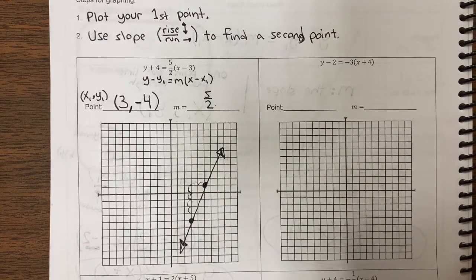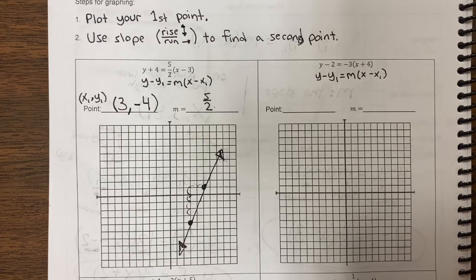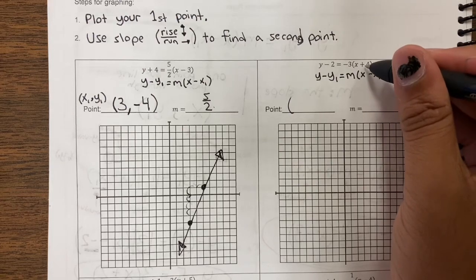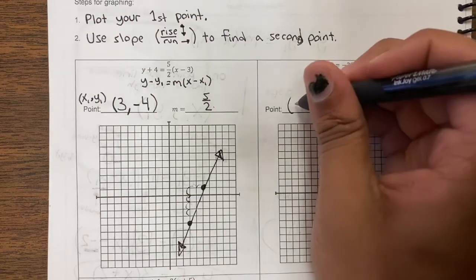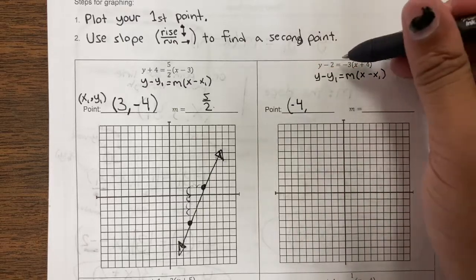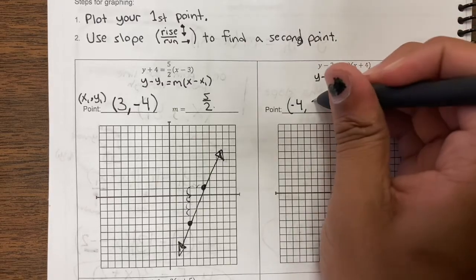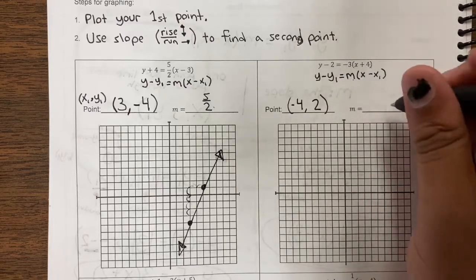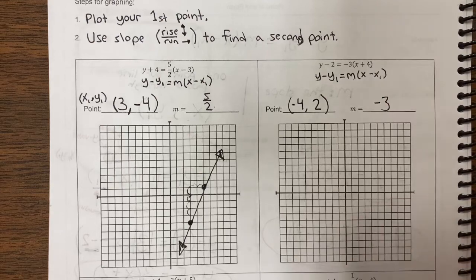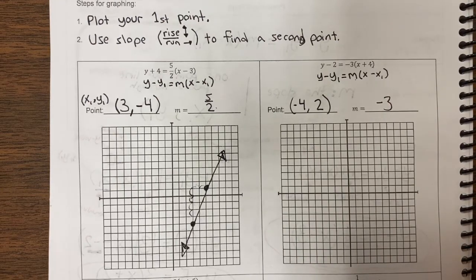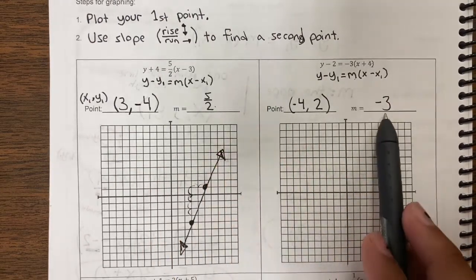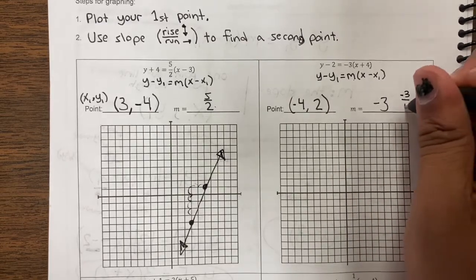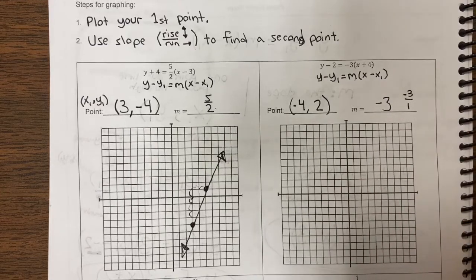Let's do that again. We want to find our first point. So we have the opposite of positive 4 would be negative 4. And the opposite of negative 2 would be positive 2. So x comma y. And then our slope is going to be negative 3. Because I like to use rise over run to find the second point, I'm going to turn this into a fraction. So I'm going to make this negative 3 over 1. I like to have my slope written as a fraction.